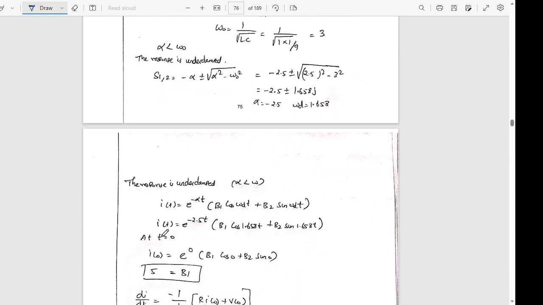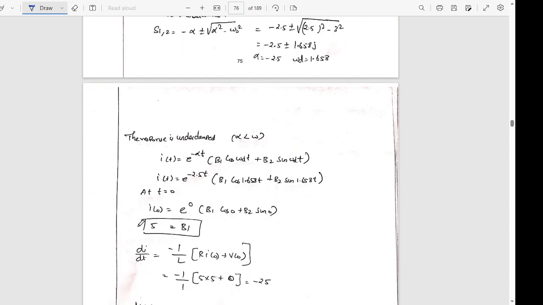Based on that, select the formula, substitute the values, substitute t equal to 0, take the derivative of this and find dA of 0 by dt. You have to find this too, and then take the derivative of this equation, substitute this value here and find out what B1 and B2 are.